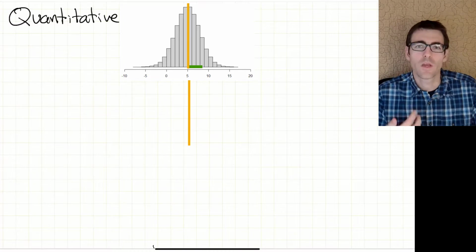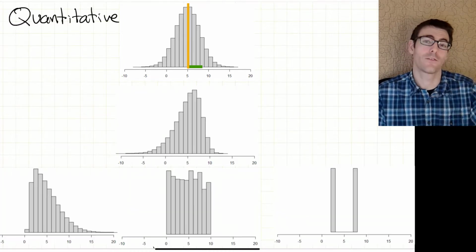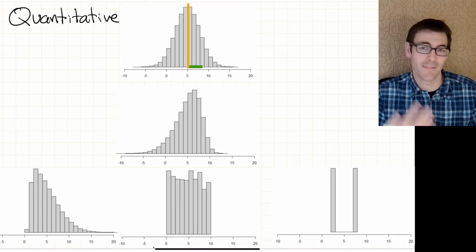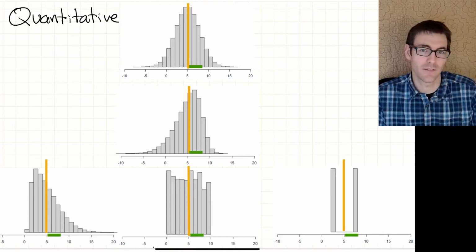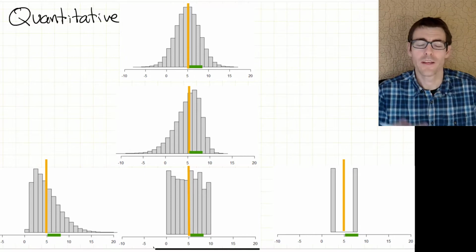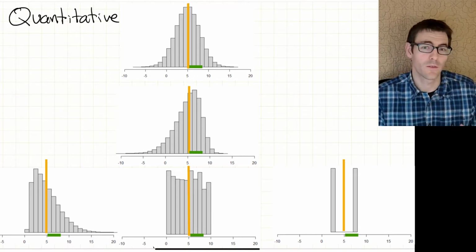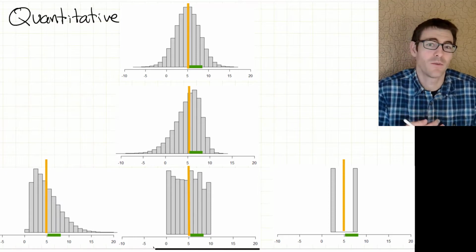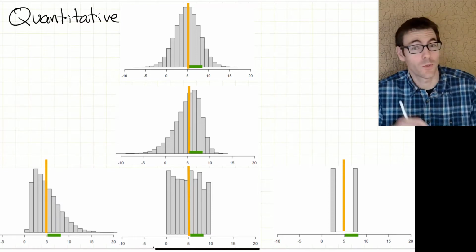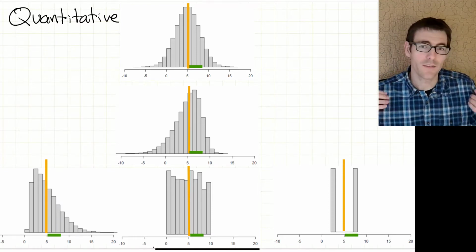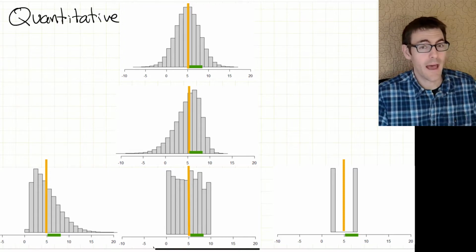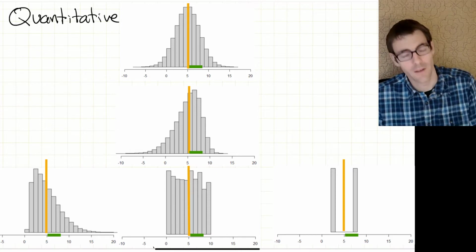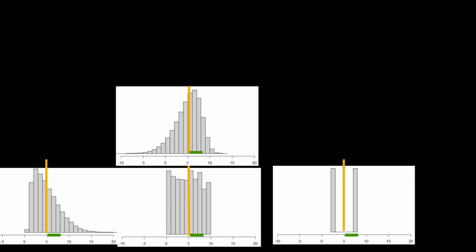But again, we could have drastically different looking distributions that have the same mean and the same standard deviation. The reason I bring this up is just to point out that quantitative variables are inherently more complex, but thanks to the intermediate value theorem, which we'll talk about in just a moment, a lot of the same logic that we applied last time with categorical variables is still going to apply for quantitative variables.